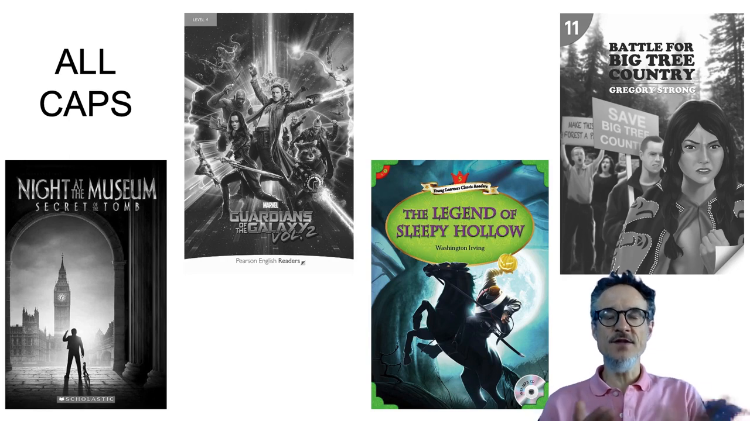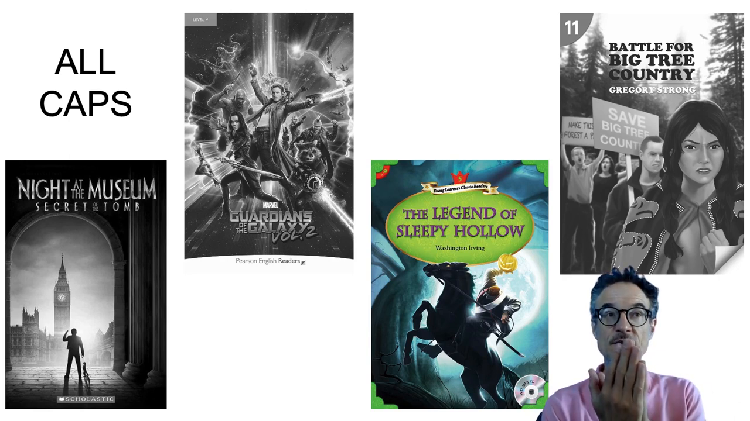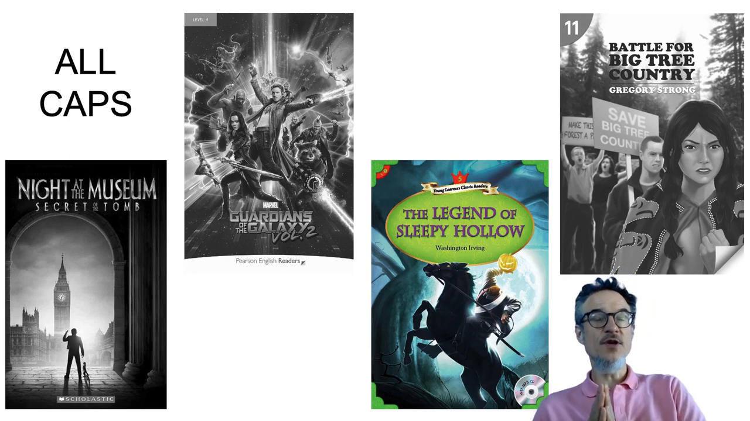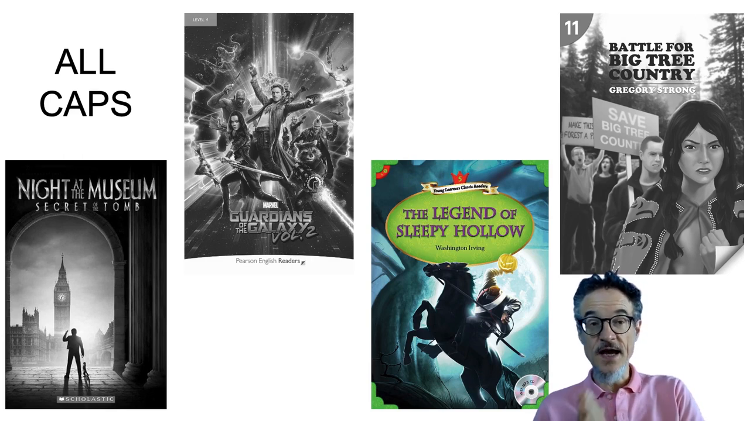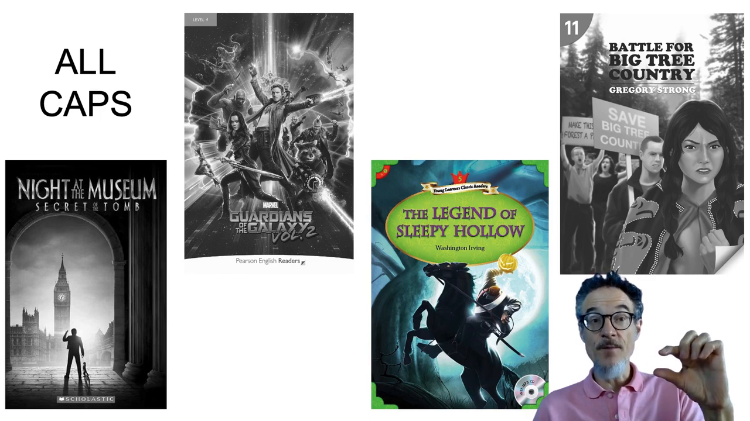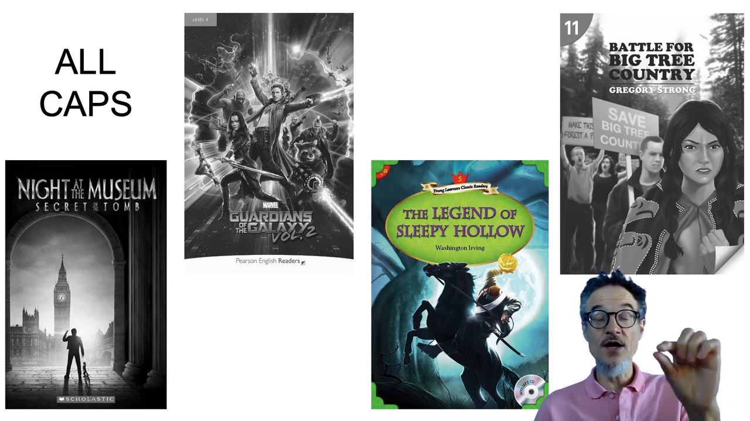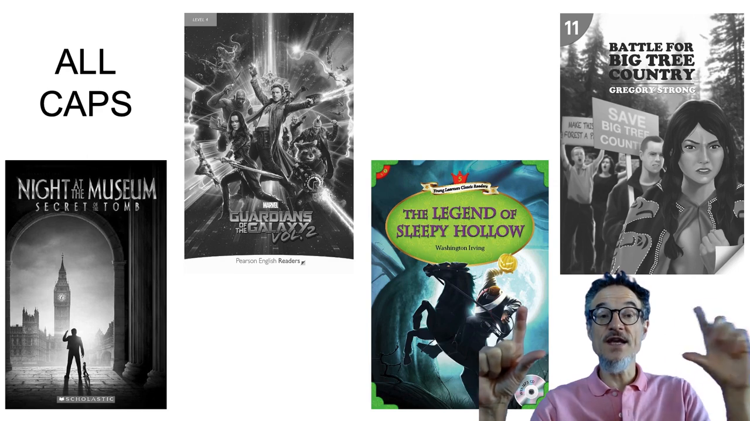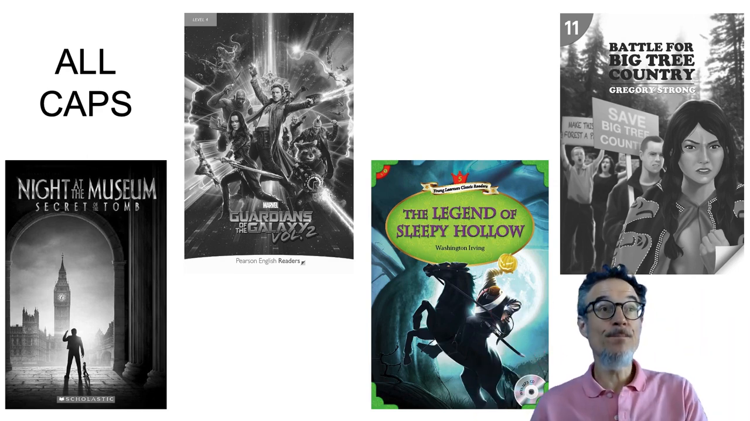Sometimes if we look at the covers of the books we're reading, sometimes they choose to use all caps for the book cover. So for example, you can see Night at the Museum. The movie title and the book title, by the way, is not Night Museum. It's Night at the Museum. And this is all caps, but what they've done is they've used a smaller typeface for at and the. If this was title caps, those would have a small a and a small t, and Night and Museum would have a big N and a big M.